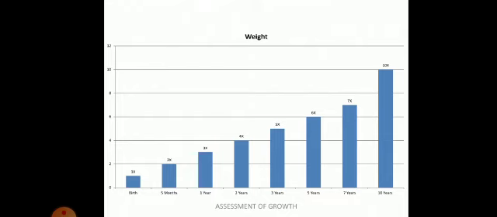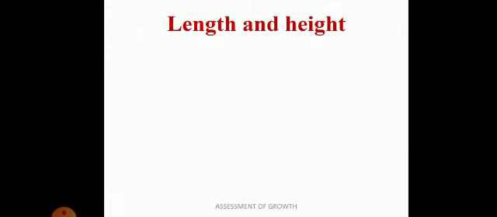So this is how the weight is increasing. Birth weight doubles by 5 months, triples by 1 year. Okay, then every year it will be increasing, and it will increase in such a way that at the age of 7 years it will be 7 times, and at the age of 10 years it will be 10 times.